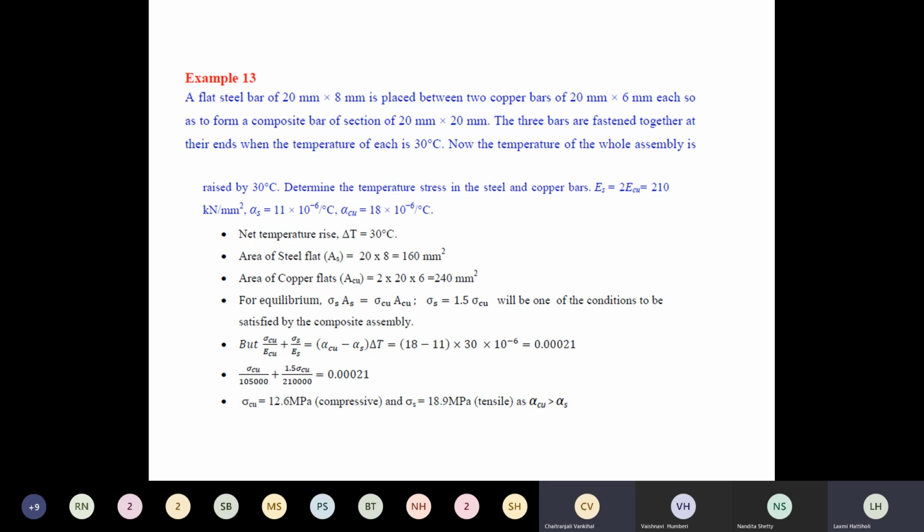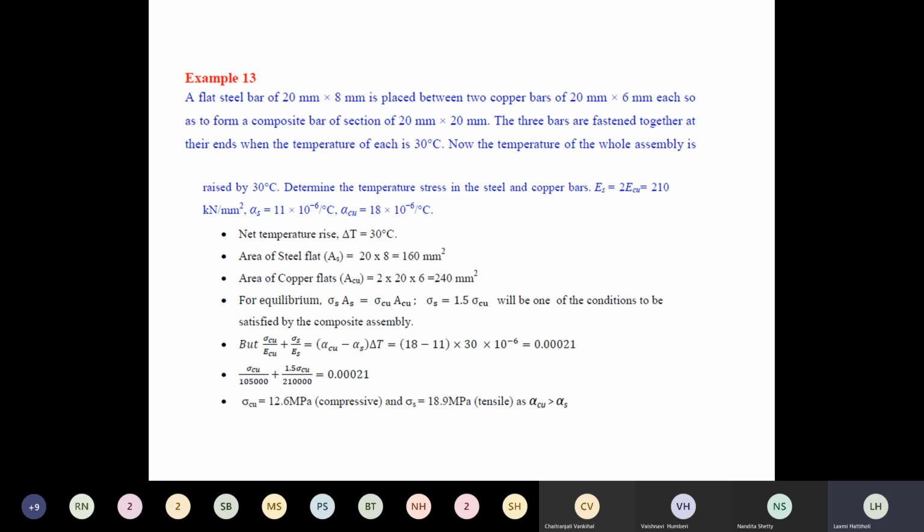Cross sectional area. Just observe the wordings carefully. Steel bar is 20 mm by 8 mm plate cross section, and two copper plates 20 mm by 6 mm. Now both steel and copper make the entire section 20 mm by 20 mm.